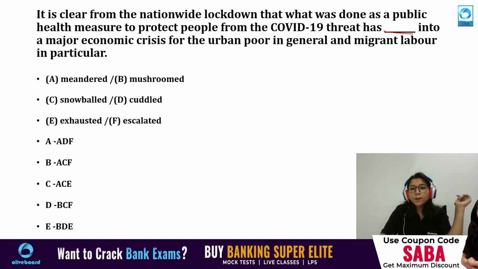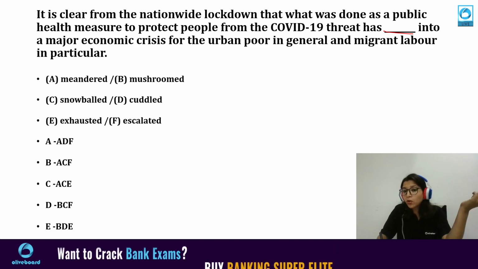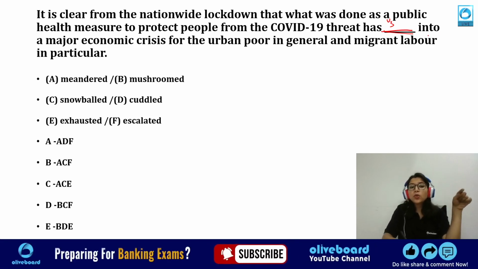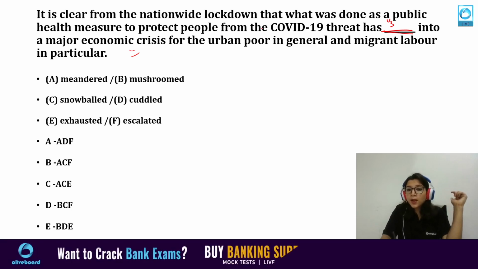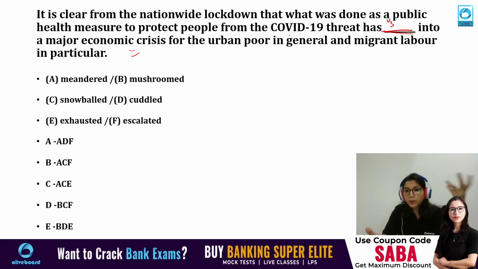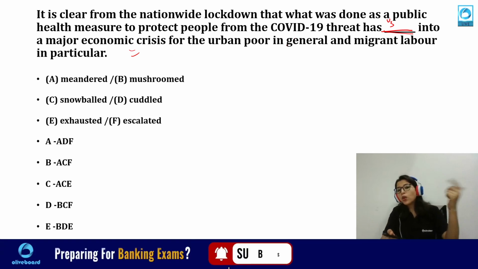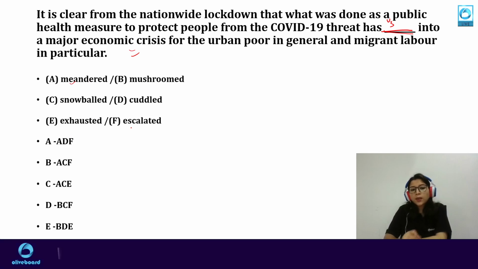Okay, to protect people from the COVID-19 threat. Now, this lockdown has done what? Here you need a V3 form. Okay, what has it done? It has dashed into a major economic crisis. Because of lockdown, economic crisis was there. Okay, for the urban poor in general, and migrant labor in particular, it has resulted in economic crisis. So what are the options given here? Meandered, mushroomed, snowballed, cuddled, exhausted, escalated.